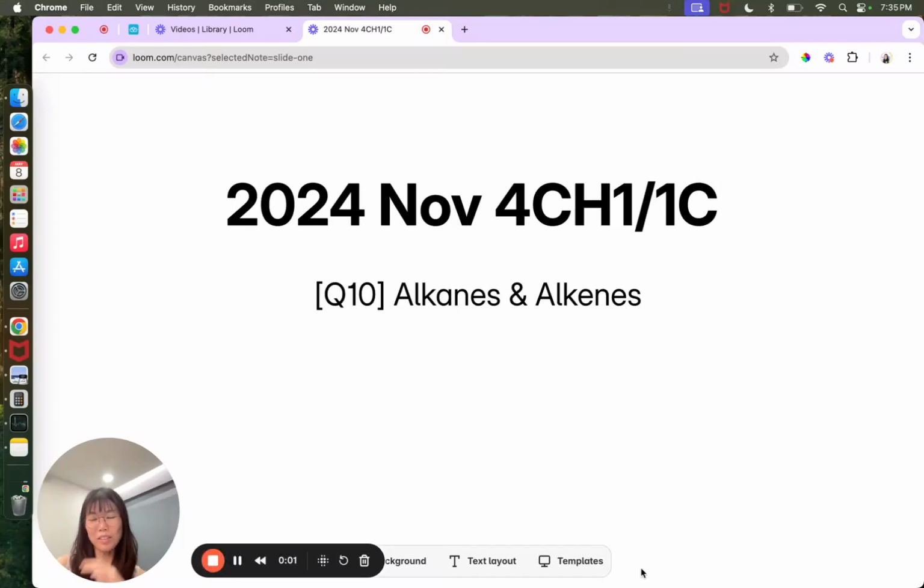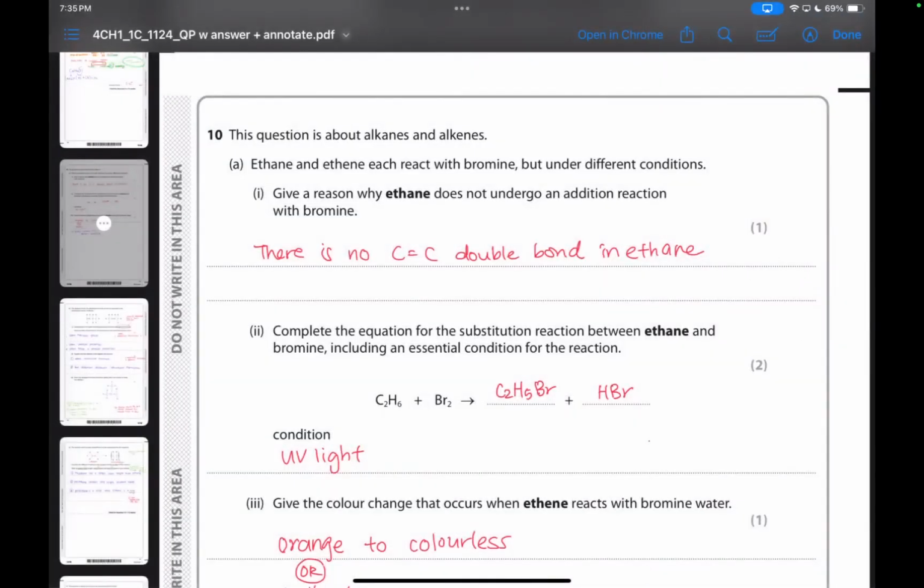We're going to look into question 10, which is the first organic chemistry question, alkane versus alkene. So let's dive into things. This is going to be a 12 mark question. Okay, so let's get going.